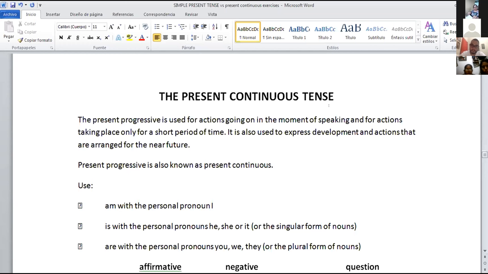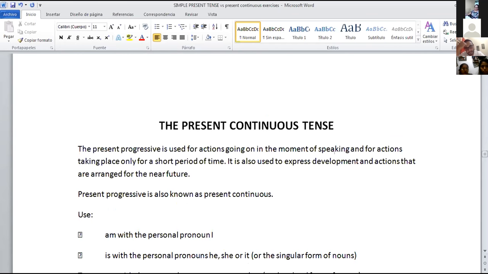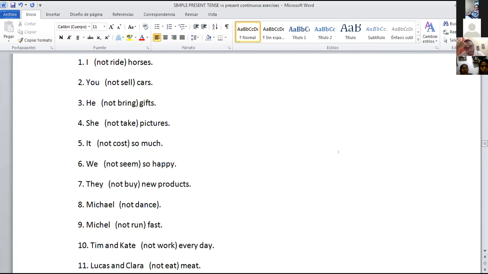Y también cuando hablamos de futuro con arrangements, con arreglos, ¿se acuerda? De agenda. I'm meeting my mother next week. I'm visiting my parents next month. I am going to the dentist. Todo eso son arreglos de agenda. So you express them with present continuous. Okay? Vaya, fíjese bien.